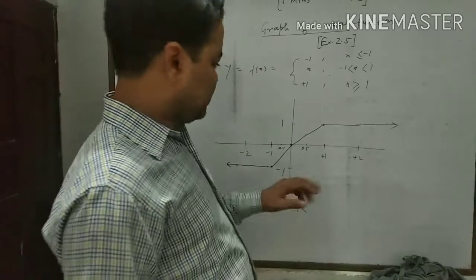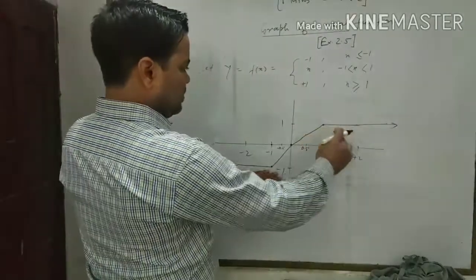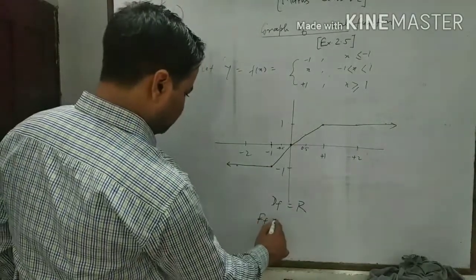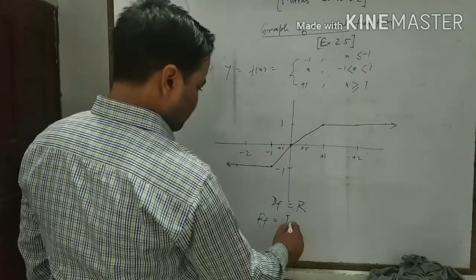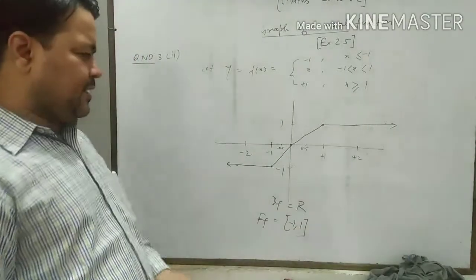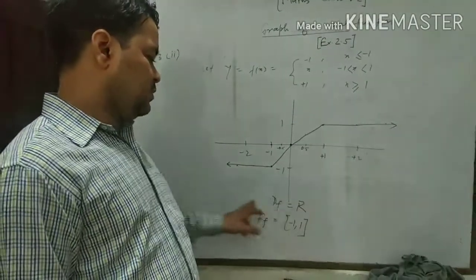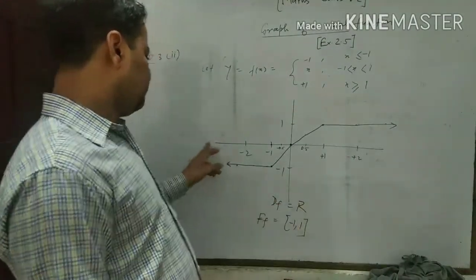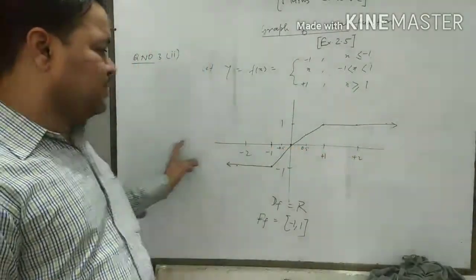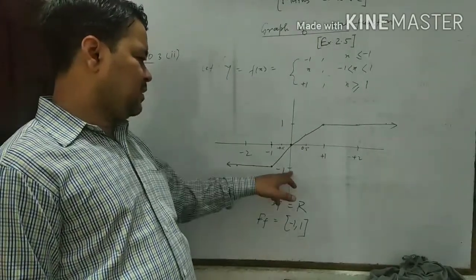In this case, the range of the function is from this point to this point, which means the range of the function will be minus 1 to 1. We can take any value of x, therefore the domain is the real numbers, minus infinity to plus infinity. But whatever value we take, the range of the function will be only from minus 1 to 1.